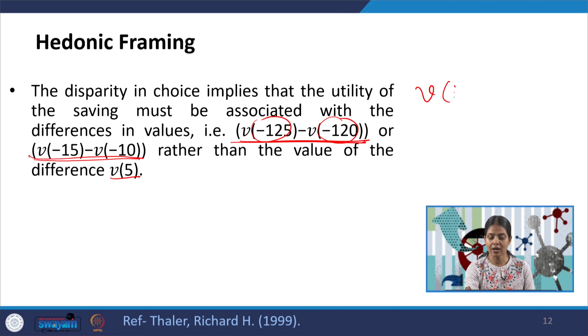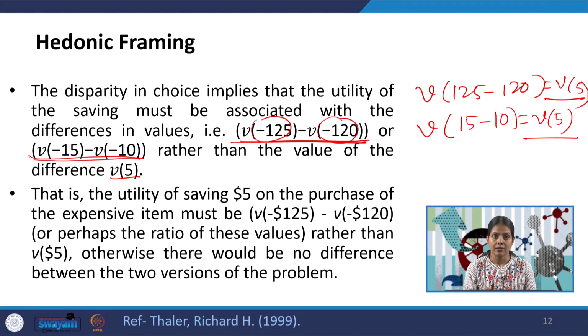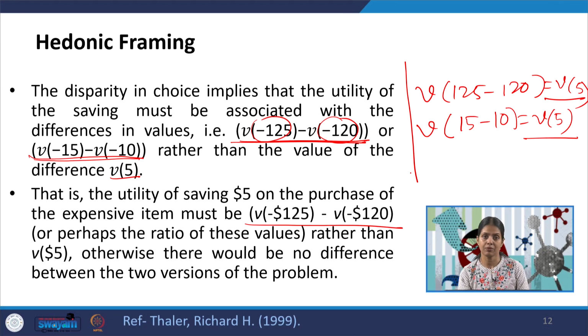If I consider V(125 minus 120), then it is V(5) always, and V(15 minus 10), then again this is V(5). So, V(5) would always be the same, but if I break it, then of course they are not the same. That is, the utility of saving $5 on the purchase of the expensive item must be V(-125) minus V(-120), or perhaps the ratio of these values rather than V($5). Otherwise, there would be no difference between the two versions of the problem.